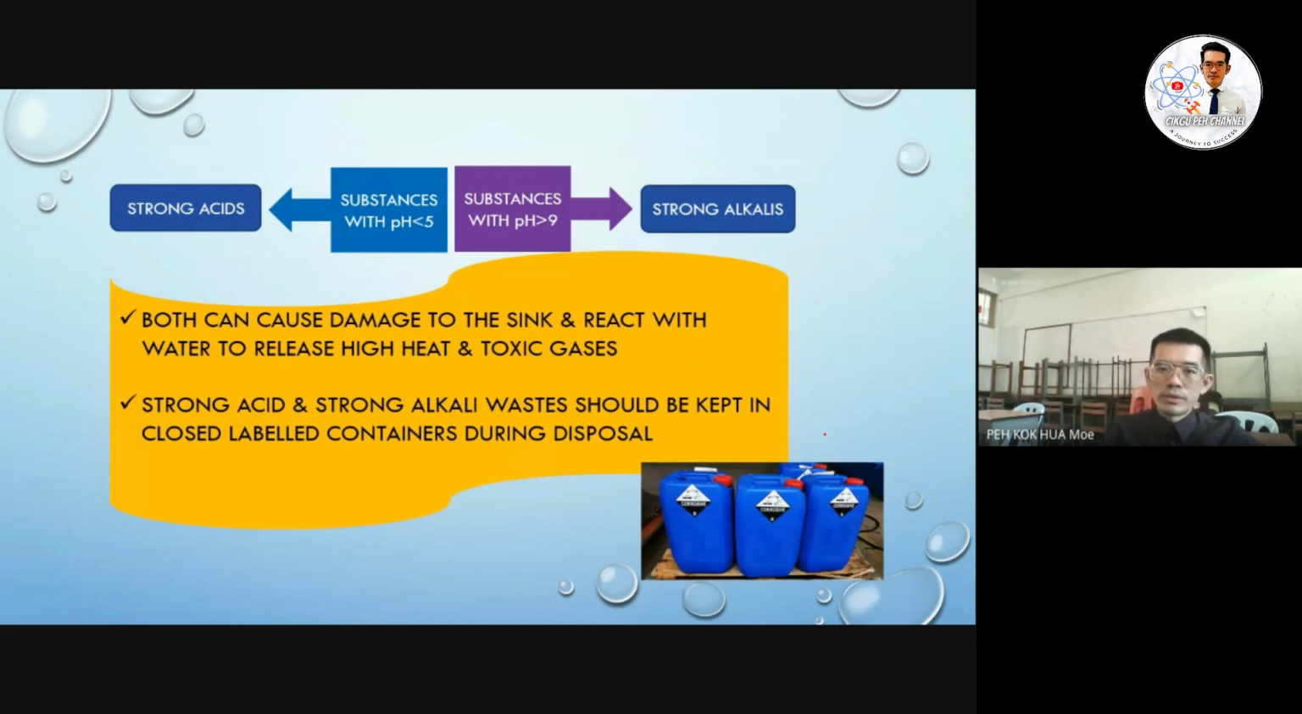Next will be strong acid with a pH value less than 5 and strong alkaline with a pH value greater than 9. Both can cause damage to the sink because they are very corrosive, and react with water to release high heat and toxic gases. Strong acid and alkaline waste should be kept in a closed, labelled container during disposal. You can look at the figure; you need to label it as in the picture for the strong acid and alkaline.